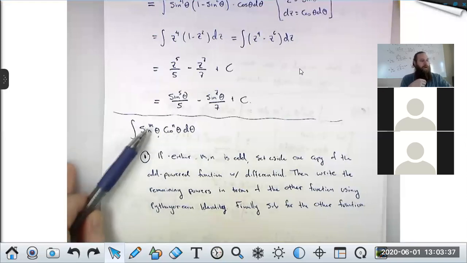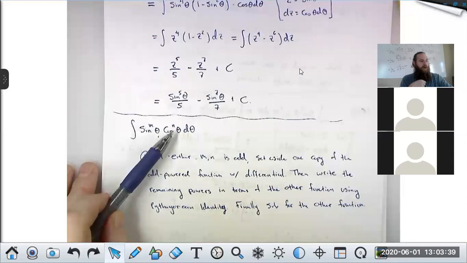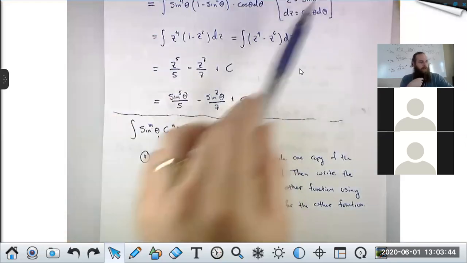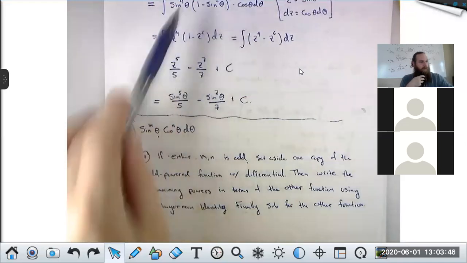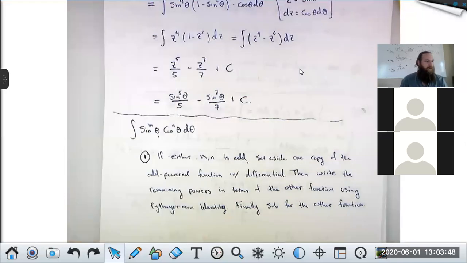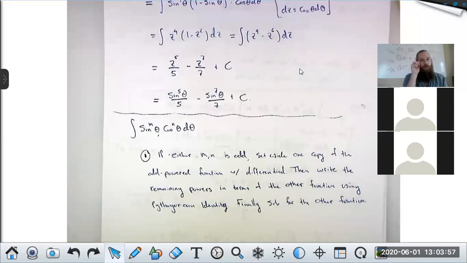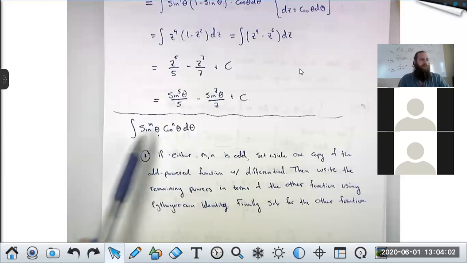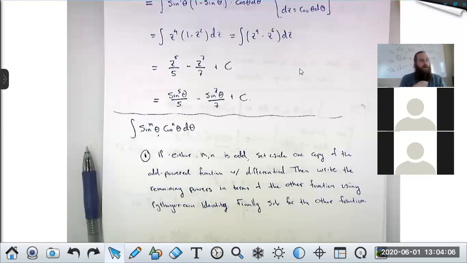So if the power of sine is even and the power of cosine is odd, just like in this last problem, you'll set aside one copy of cosine, rewrite the even powers of cosine which are left in terms of sine using the Pythagorean identity, and then substitute for sine. Next time we're going to look at how to handle the case where both of these are even, and we'll also look at some situations where both are odd, and I'll talk to you about which one you want to substitute for then.